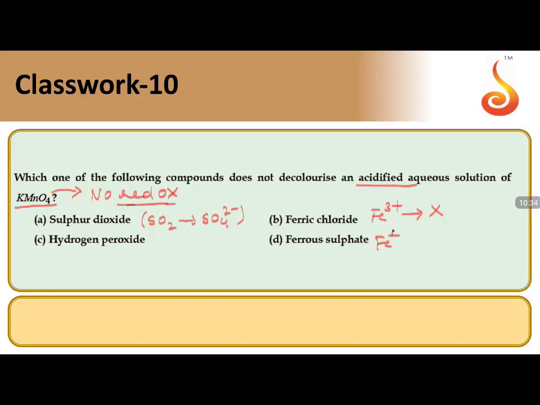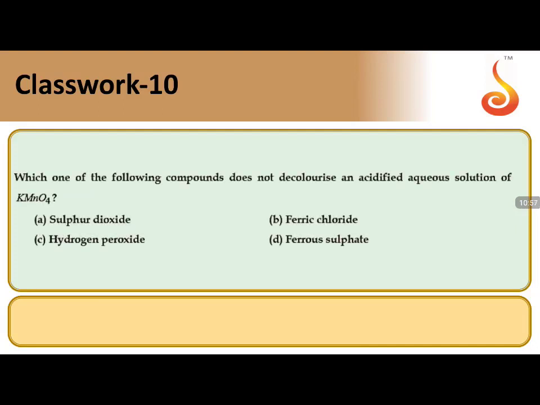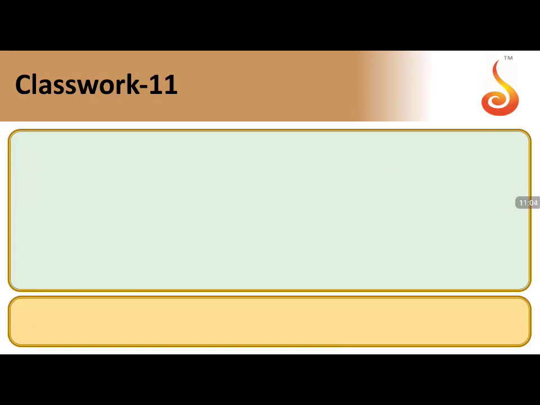But Fe+2, ferrous sulfate, Fe+2 can convert into Fe+3. This is possible. Hydrogen peroxide can be oxidized to oxygen gas. This is possible. So the only possibility where there is no further reaction to continue is in option B. Ferric cannot further get oxidized. So the answer will be FeCl3, ferric chloride. So the answer will be option B. Coming to question number 11.